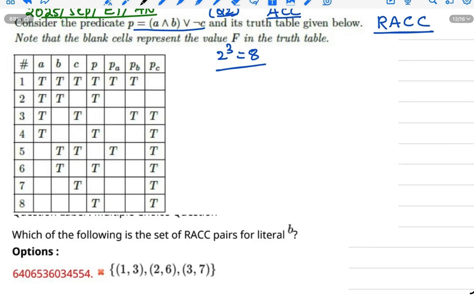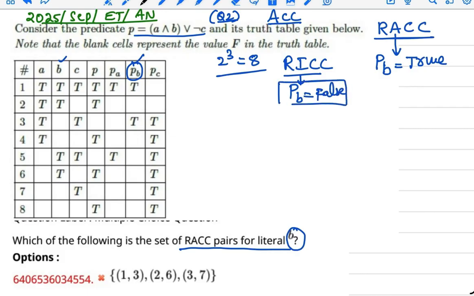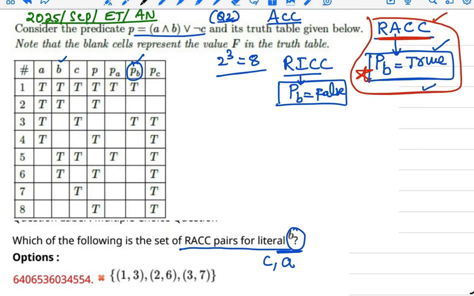Which of the following is the set of RACC pairs for the literal B? They are asking for the literal B only. So B means you have to consider PB only, the PB column. For RACC, for all active clause coverages, the predicate PB is true. If it is RICC, restricted inactive clause coverage criteria, PB is false. Why only PB, when PA and PC are also there? Because they are asking for the literal B. If they ask A, PA must be true. If they ask C, PC must be true. So for this question, they are asking to find the restricted active clause coverage criteria.